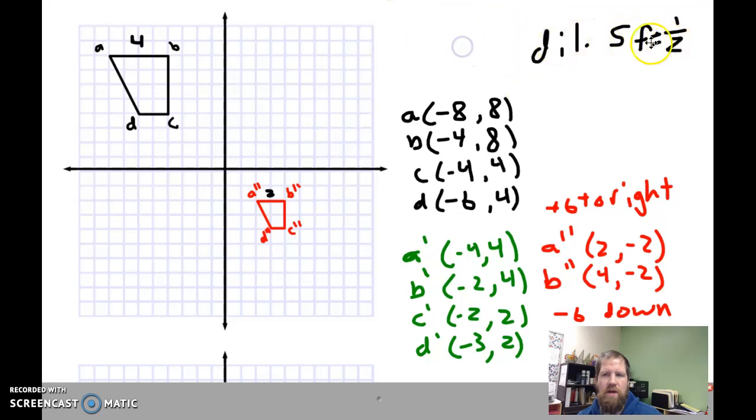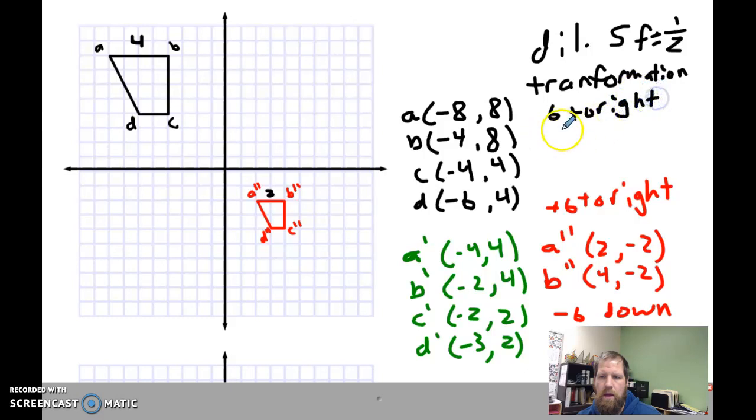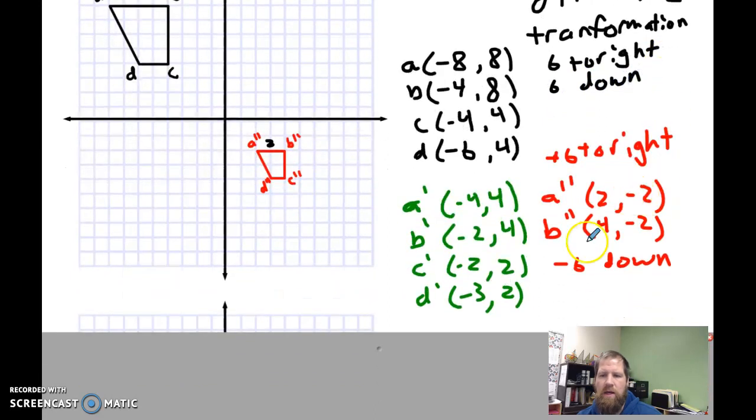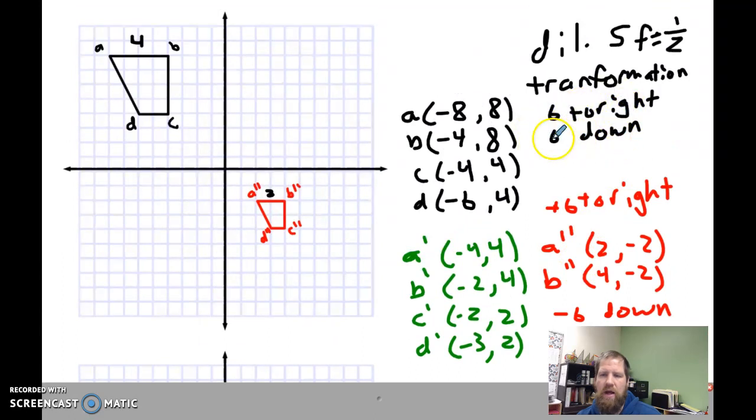So over here, dilation by a scale factor of 2, and then a transformation, 6 to the right, and 6 down. Okay, and notice I have a -6 here. But when I'm writing it out, I don't write -6 down. The fact that it's in the downward direction tells me that it was -6 for my y coordinates.